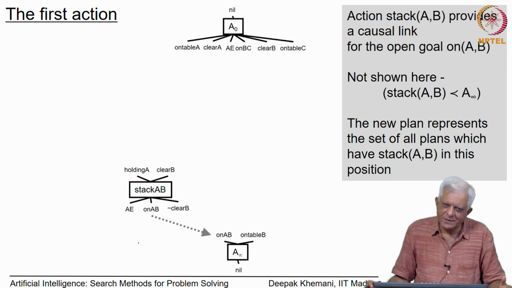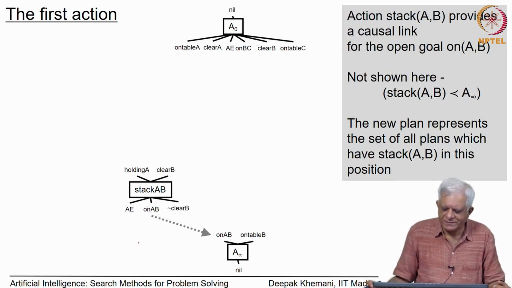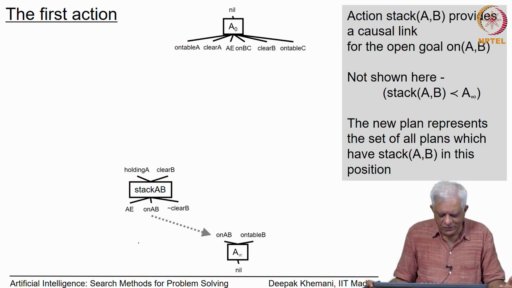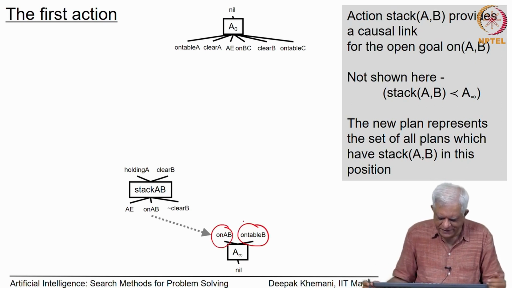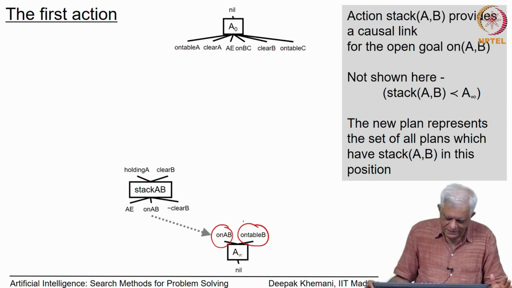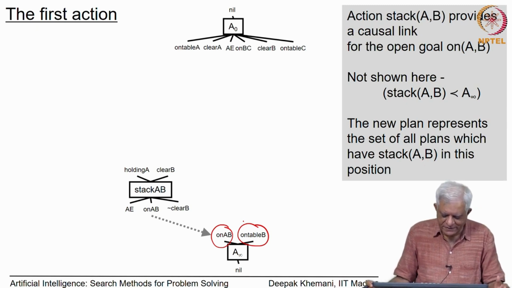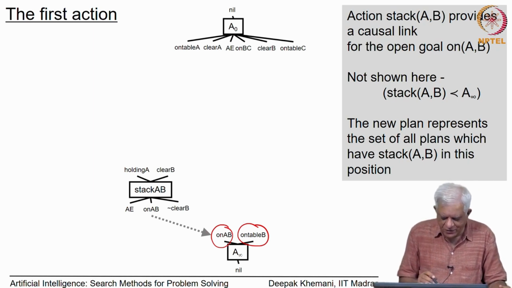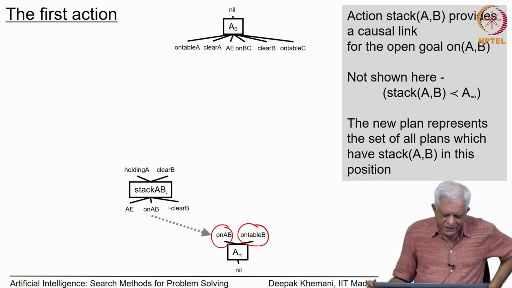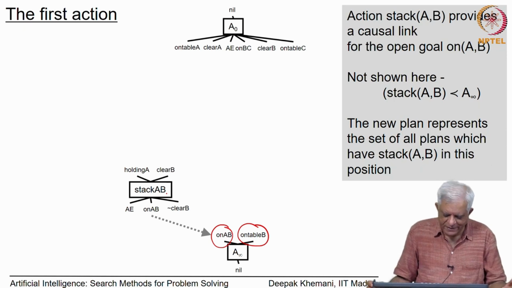So, we add the first action. Remember that the planning algorithm is driven by removing flaws, and to start with we had two flaws. There were two open goals, and one of the ways of catering to an open goal was to add an action. So, clearly as we have seen by now, to cater to this open goal on A B, the action that is relevant is stack A on B. So, we add this action to the plan essentially.